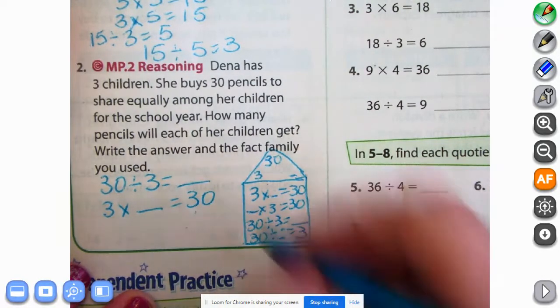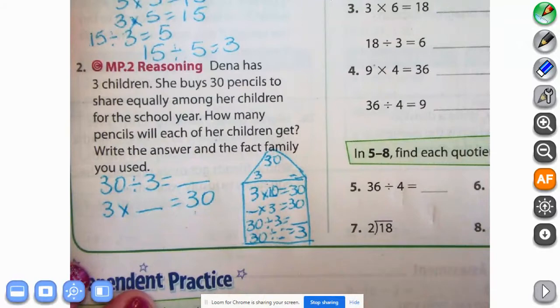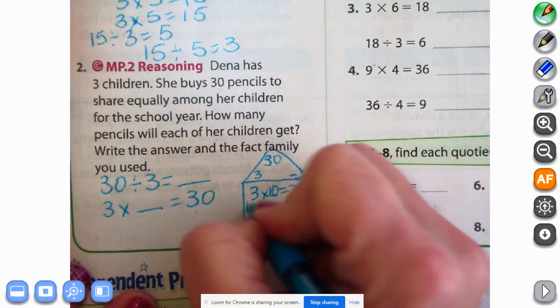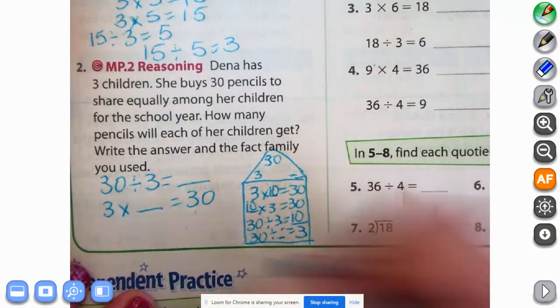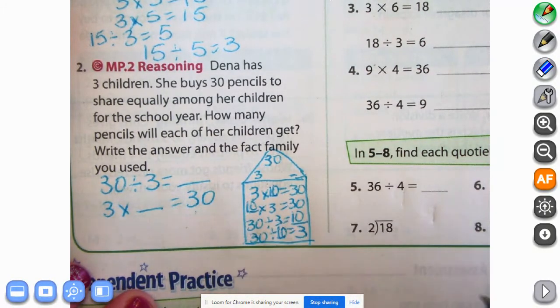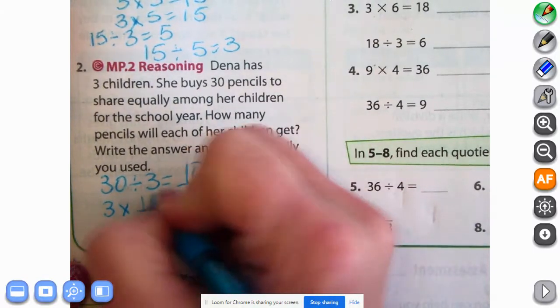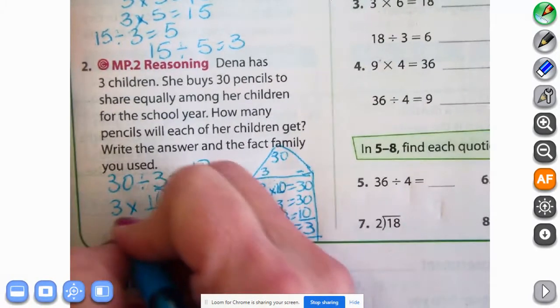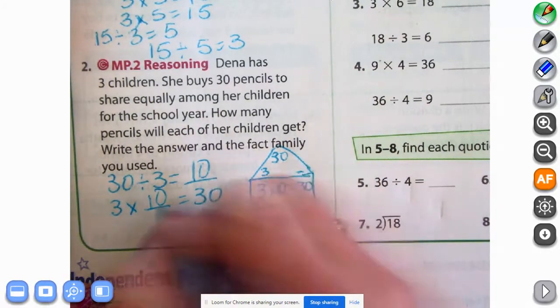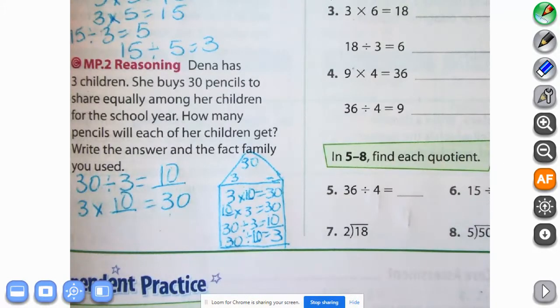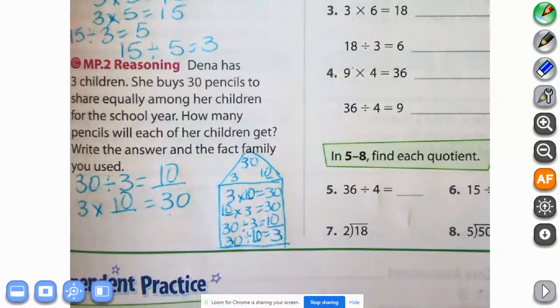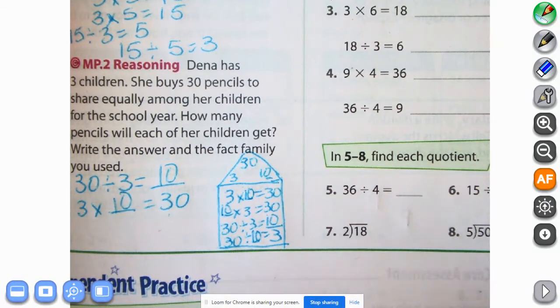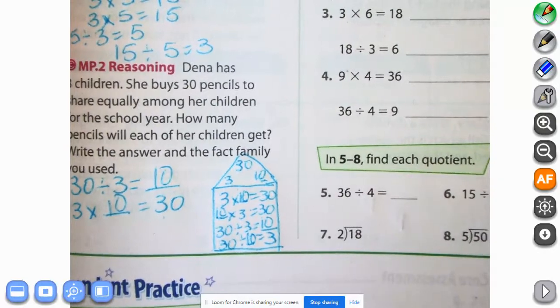So if we know that 3 times 10 equals 30 and 10 times 3 equals 30, then 30 divided by 3 will be 10, and 30 divided by 10 will be 3. So we know that the answer is 10. Okay? So we wrote the answer in and we've got the fact family. Go ahead and get that written down, please. All right, pause if you need to.